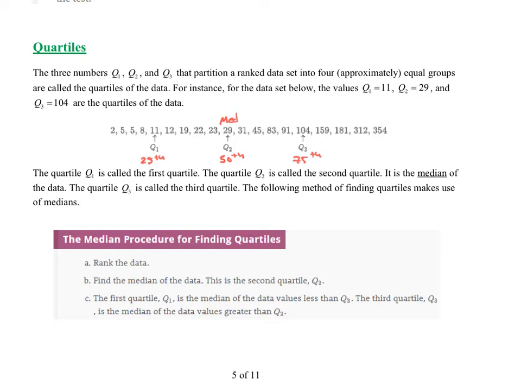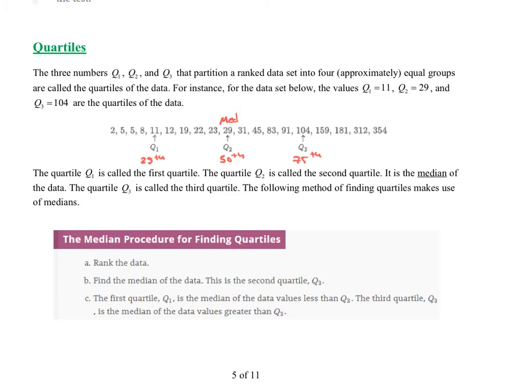It says, for instance, for the data set below, the quartile values Q1 is 11, Q2 is 29, and Q3 is 104. So the first quartile is called Q1, Q2 is the second quartile and the median of the data set, and Q3 is called the third quartile. The following method for finding quartiles makes use of medians.